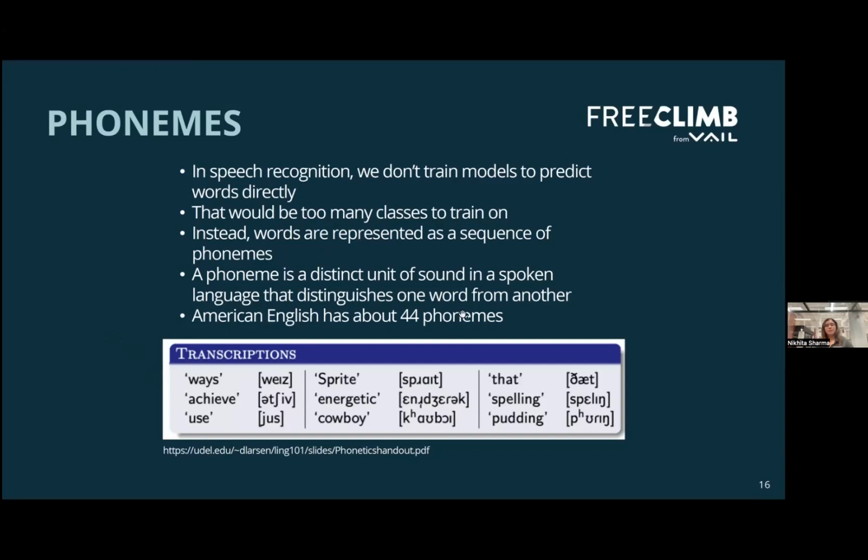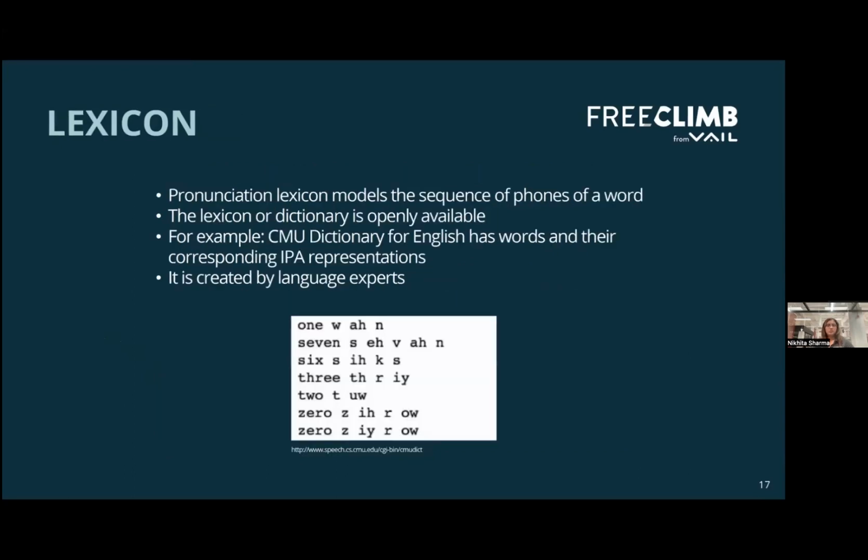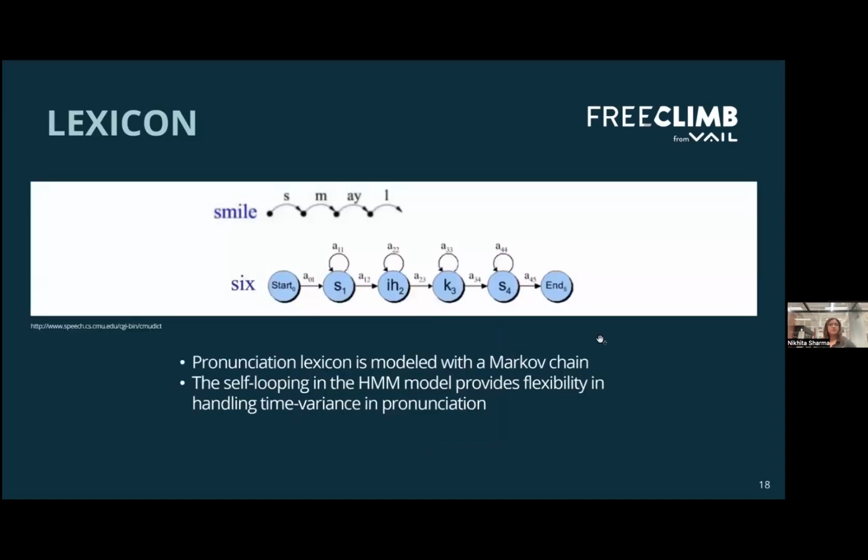So for example, American English has about 44 phonemes, and a phoneme is basically a distinct unit of sound that distinguishes one word from another. So for English, you can download this as the CMU dictionary. It's readily available, and it looks something like this. So for each word, you have the phonetic representation available already. And this is called the lexicon, and this is one of the parts of the ASR system.